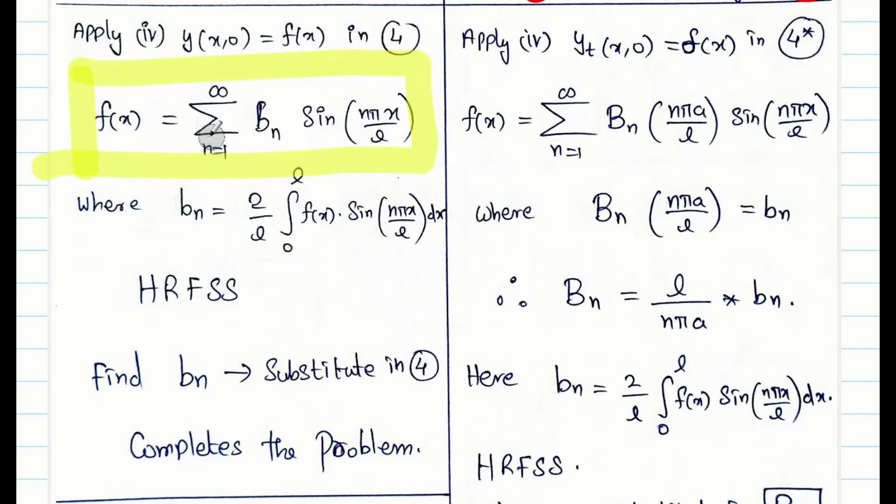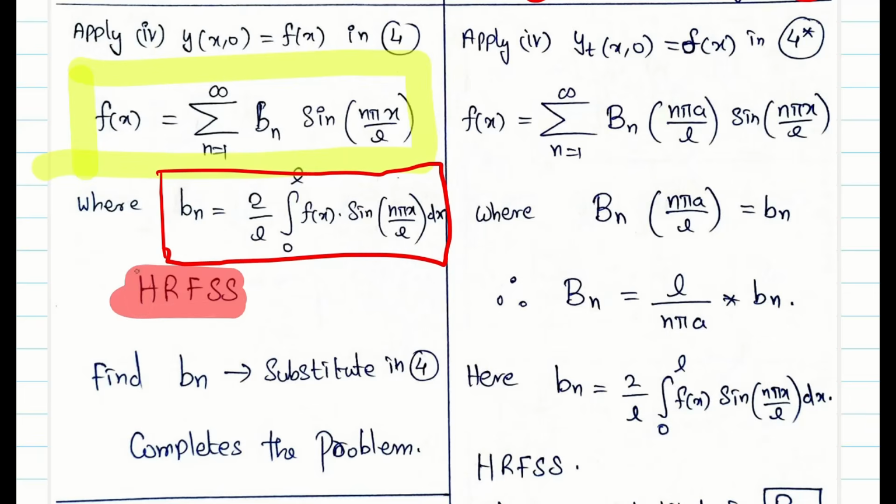F of x is equal to summation n equal to 1 to infinity small bn sin n pi x by L, which looks like my half range Fourier sine series. So I can apply the bn formula directly. Once I find the bn, substitute the bn in the most general solution to complete the problem.